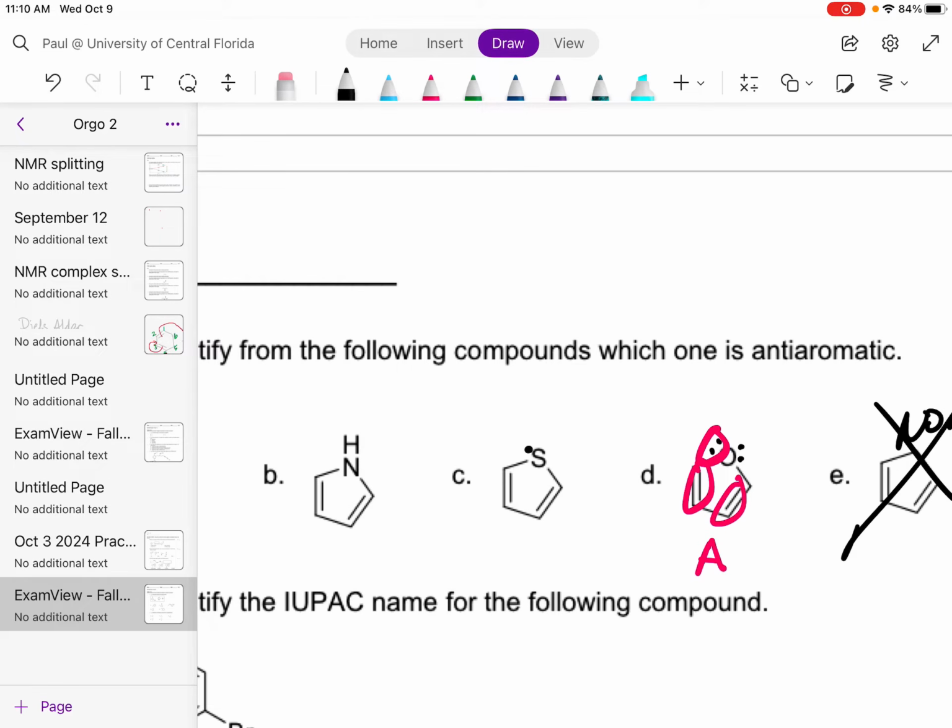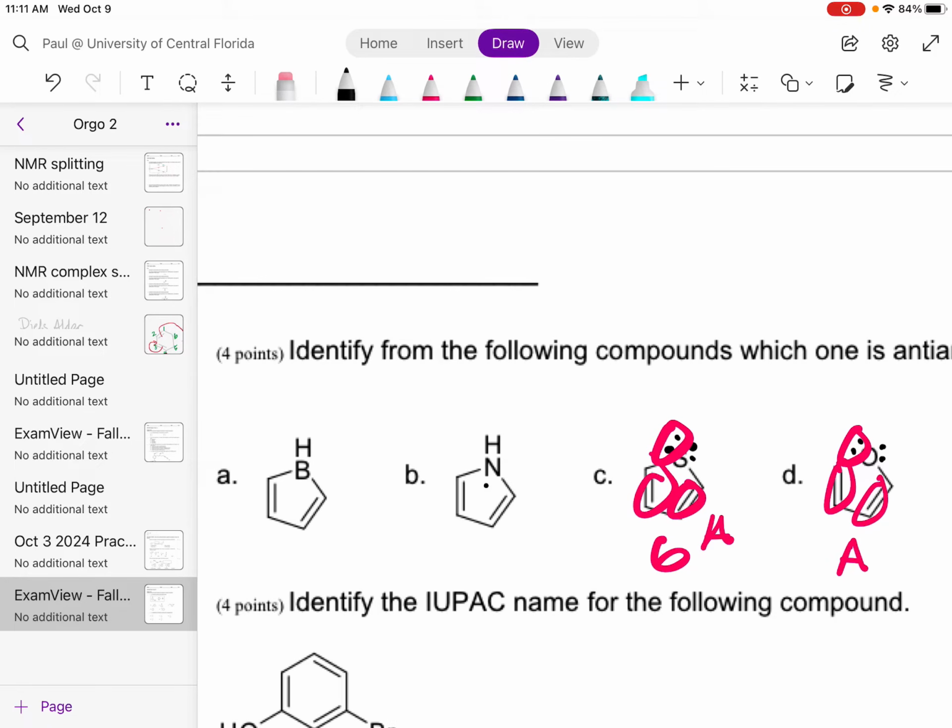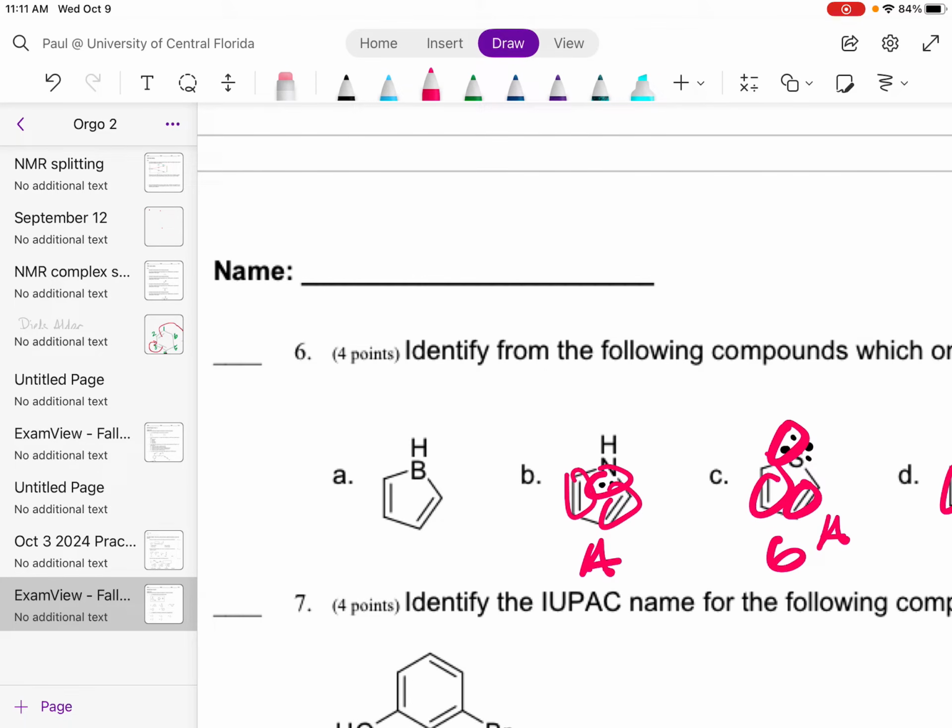Sulfur, same group as oxygen. Same idea here, 2, 4, 6. So that's aromatic. Nitrogen atom has a lone pair, 2, 4, 6. So that's aromatic. And then boron has no lone pairs, so there's only 4 pi electrons, and so that makes that anti-aromatic. So 6 is A.